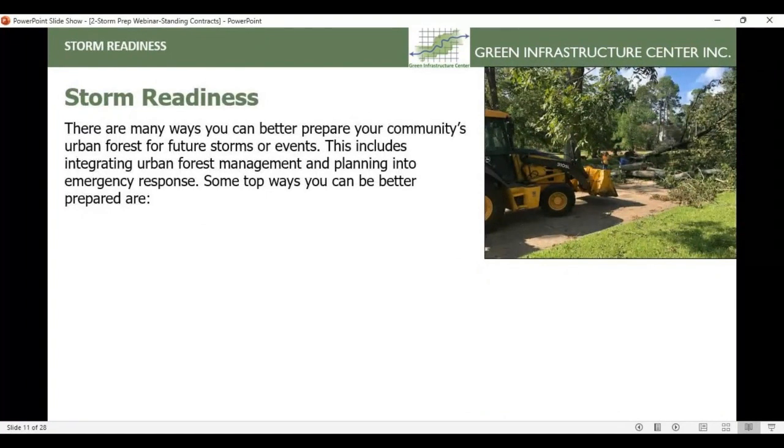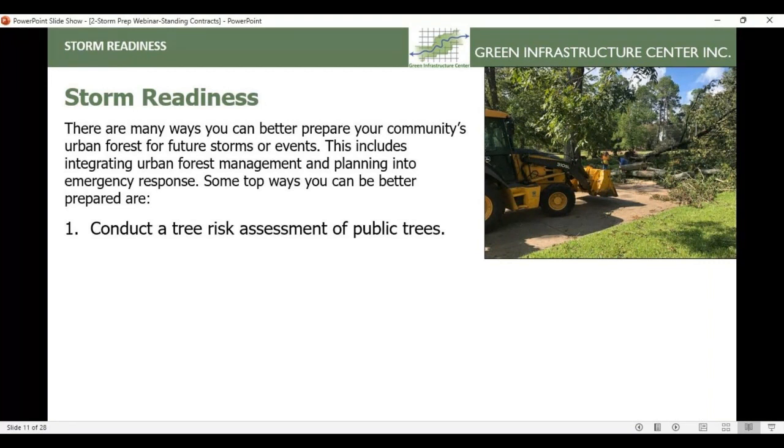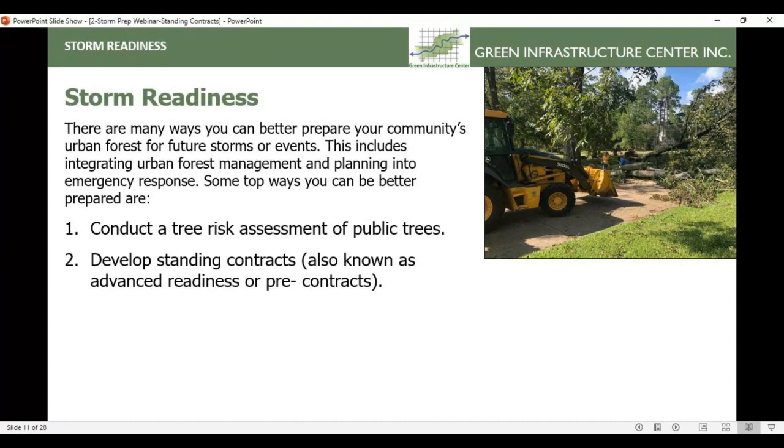So there's some core pieces to storm readiness, and we are really focusing on these as separate webinars, but there are many ways you can better prepare your community. But the top ways are really to conduct a tree risk assessment of public trees. We talked about this at the last webinar that we hosted in January. We can make that recording available to you all if you were not able to attend that session, but really talking about how to minimize risk in the first place, making sure that that urban forest and tree canopy is well taken care of, so that it's less likely to fail during the event of a severe storm.